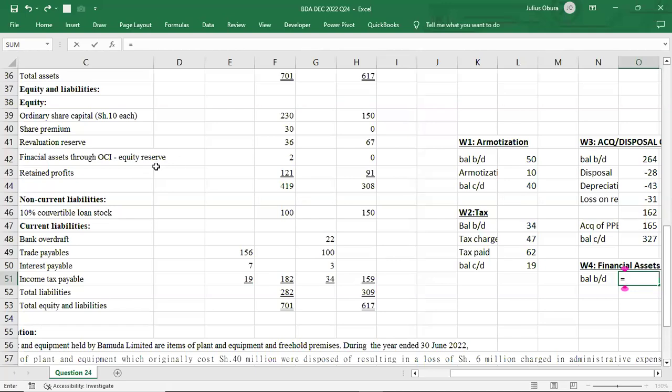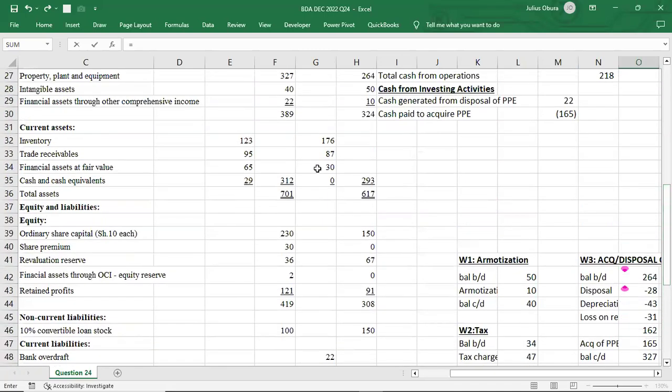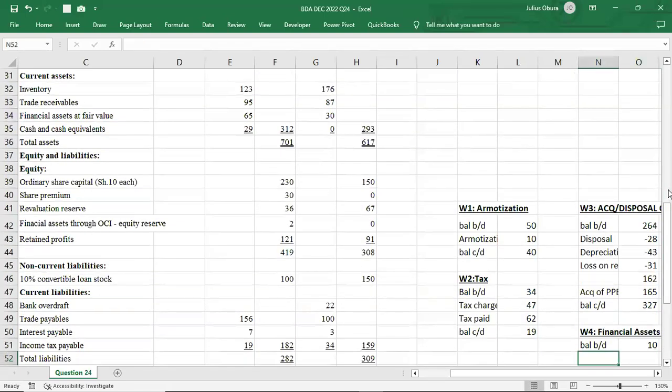And our balance brought down for this case is zero. It's 30. No. Financial assets through other comprehensive income 10. Number 42, row 42. It's a 10? Okay. From the non-current asset section. Yeah. All right. So we have 10.